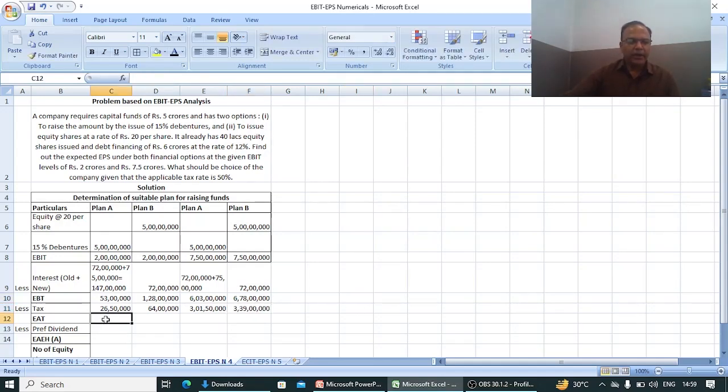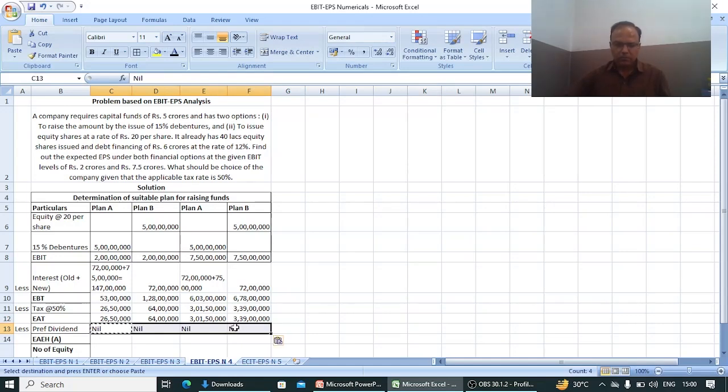Now EAT, if we deduct the preference dividend, the amount will be the same because the preference dividend is nil. Earning available to equity holders will be the same.